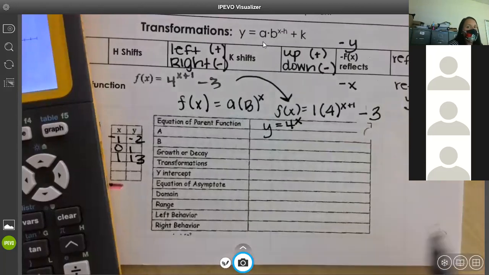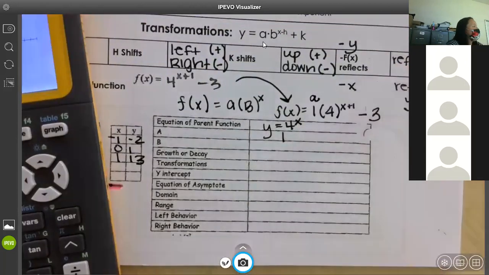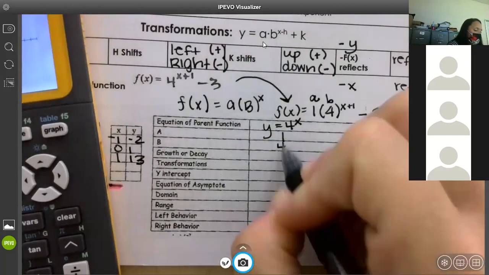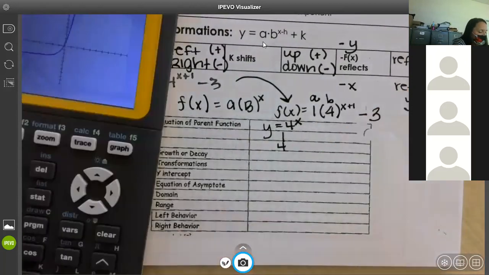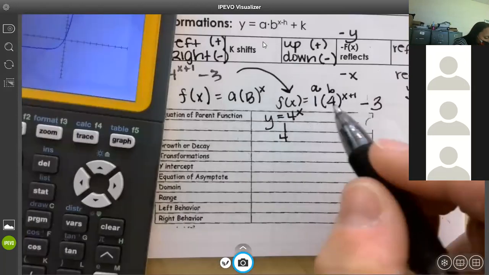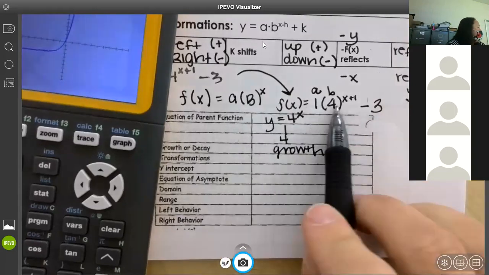What is your A? What's the number in front of the one with the power? 1. So if I'm looking at this one, this is our A right here. Our B is the number with the power, B for base. What is your B? 4. Is this one growth or decay? You can look at the graph. Growth. Again, why is it growth? It's a 4 for your B. Anything greater than 1 is going to show growth.